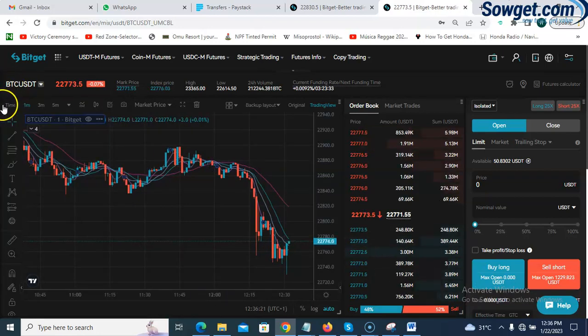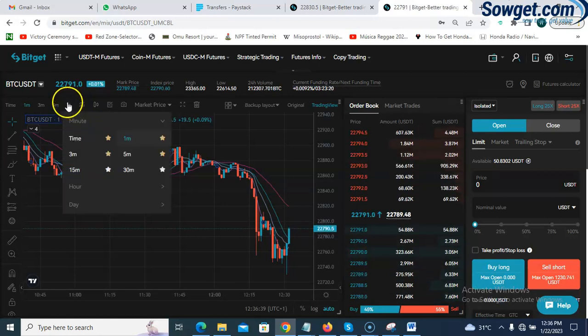Alright, the next area I want to show you is this time frame here. We have 1 minute, 3 minutes, 5 minutes. You can always set the time frame depending on your analysis or your strategy. If you simply click on this arrow here, you can see the various time frames that you can set in order to trade on your futures.